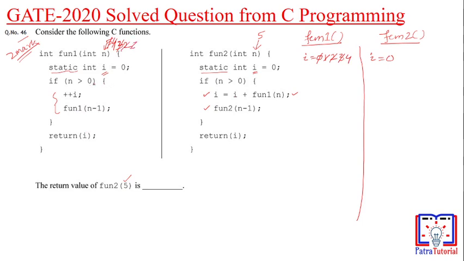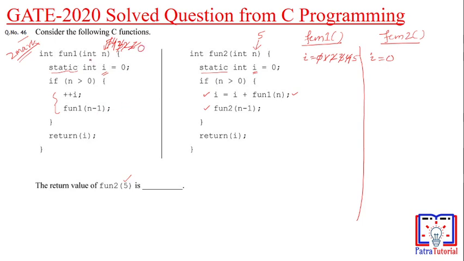Then again 1 is greater than 0, condition satisfied. Get inside the if block, increment the value of I to 5. Then again call the same function by passing n minus 1 as a parameter, n equal to what? 1. So n minus 1 equal to 0. Now again call the same function by passing 0 as a parameter.